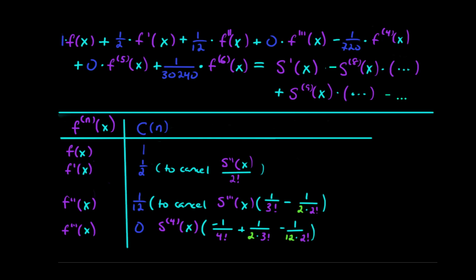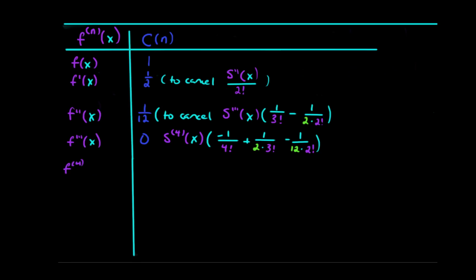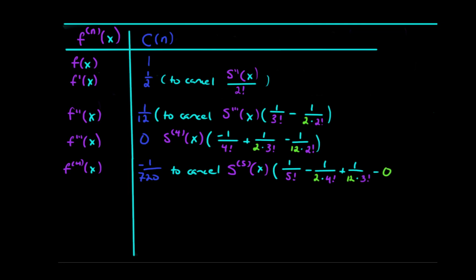So I've extended the table up a little bit here, and now we want to look at the coefficient of f4 of x. Well, we found that that would be negative 1 over 720, and we got that in our efforts to cancel out the term s5 of x times 1 over 5 factorial minus 1 over 2 times 4 factorial plus 1 over 12 times 3 factorial minus 0 times 1 over 2 factorial. And then for our coefficient of the f5 of x term, we found again that that equals 0.